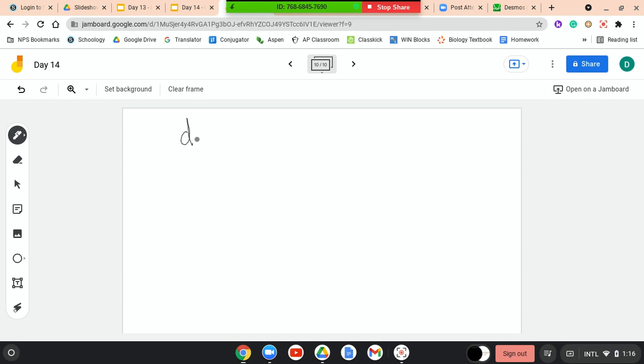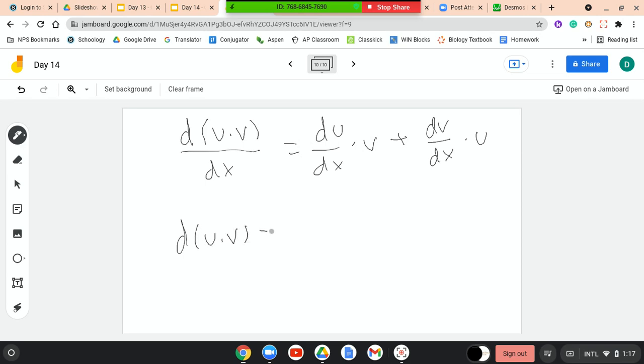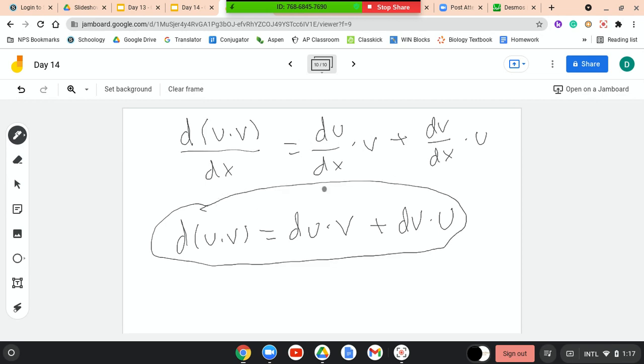Additionally, the product rule tells us that the derivative of u times v equals the derivative of u times the second function plus the derivative of v times the first function. If I want to get this in differential form, I multiply both sides by dx, and I get d of u times v equals du times v plus dv times u. This is the product rule in differential form. Multiplying both sides by dx gets the dy on its own, because dy in this case is the product of two functions.